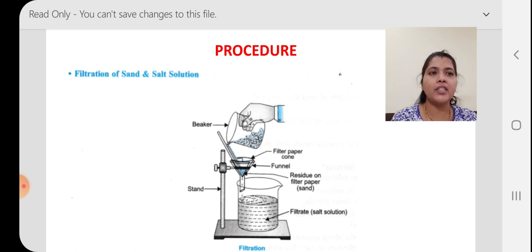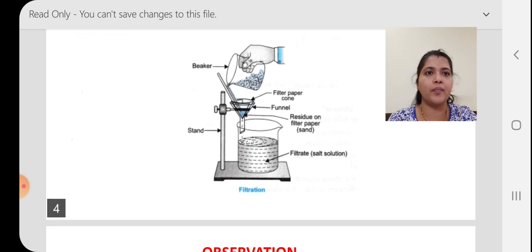Why are we adding tincture iodine? Iodine is a reagent used to test the presence of starch. If it turns blue black, that means starch is present. We use iodine here to make a difference in blue color. By this blue color we can say that only the liquid filtrate is being collected in the beaker. In that way also it can be understood.